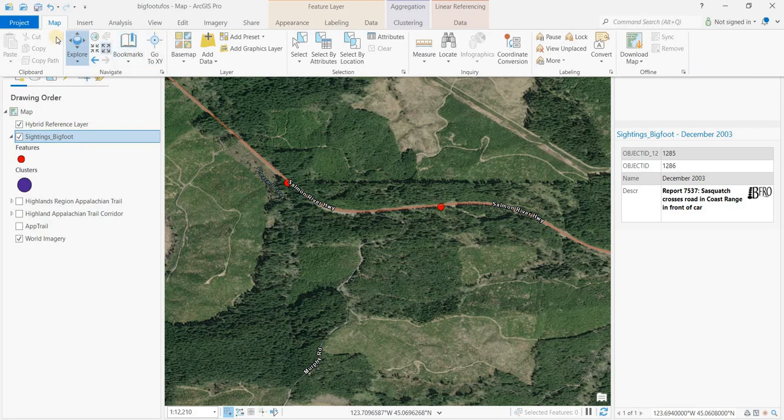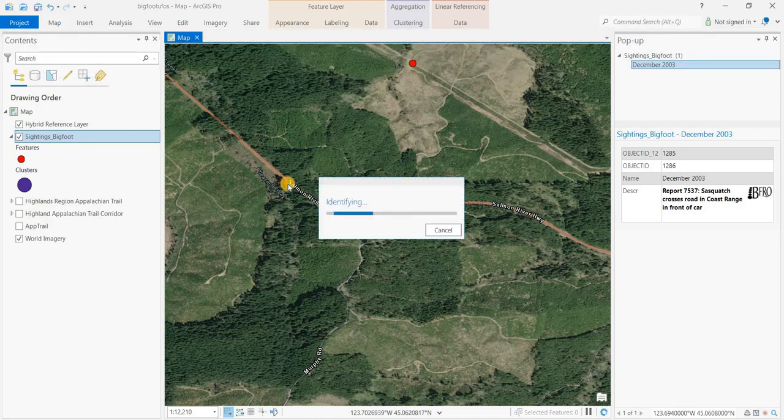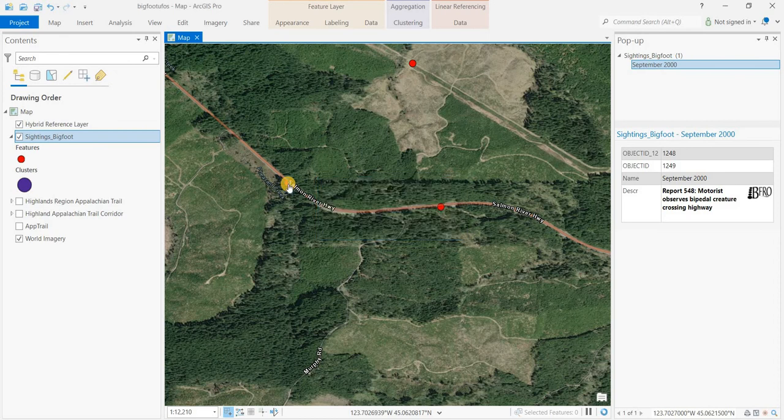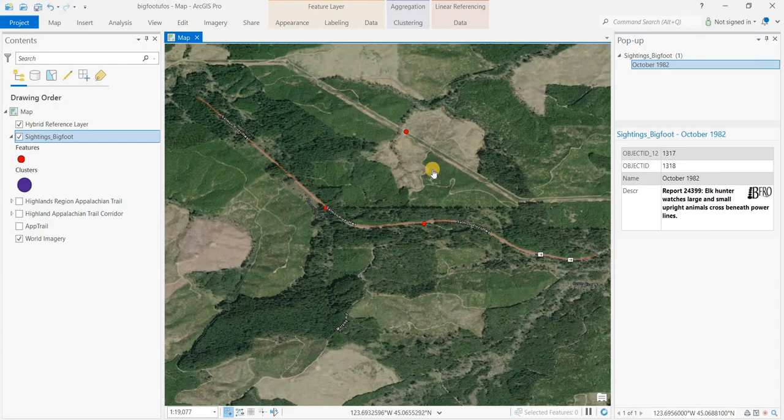Unbelievable. And the chances of these two people actually knowing each other, pretty slim. So September 2000, December 2003, 3 years apart. October 1982, elk hunter watches large and small upright animals cross beneath the power lines. Wow, that's a real hot spot right in here.